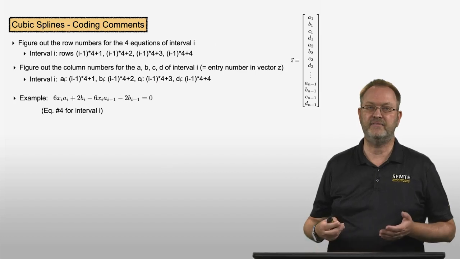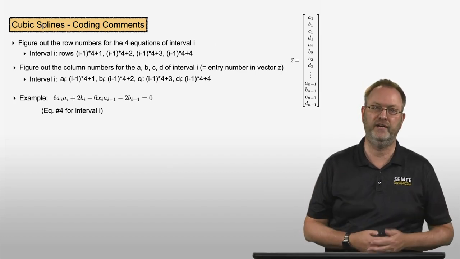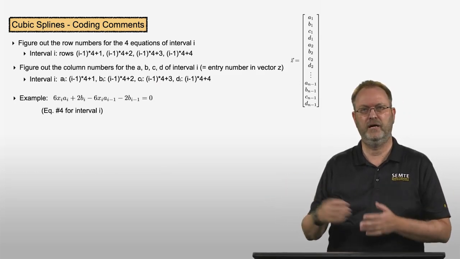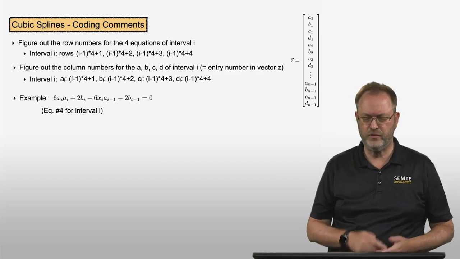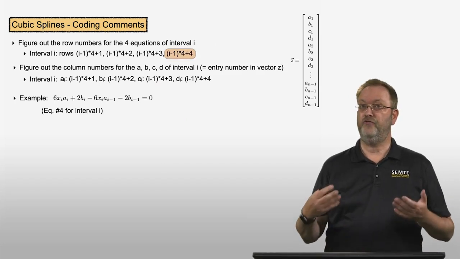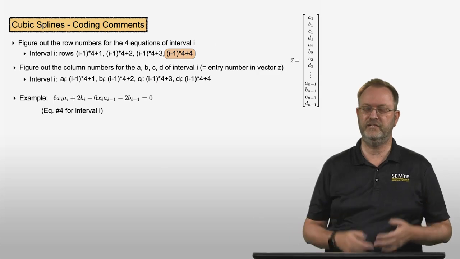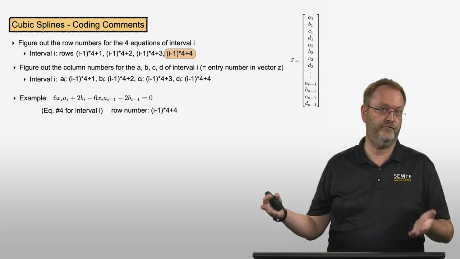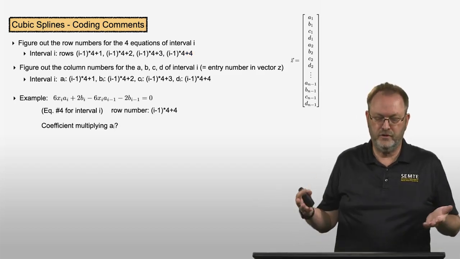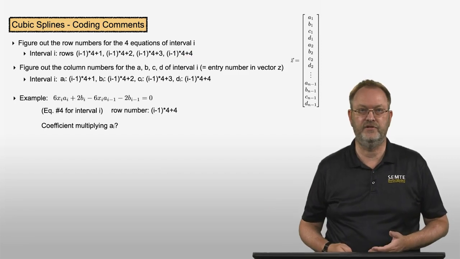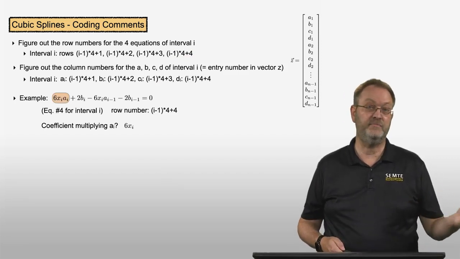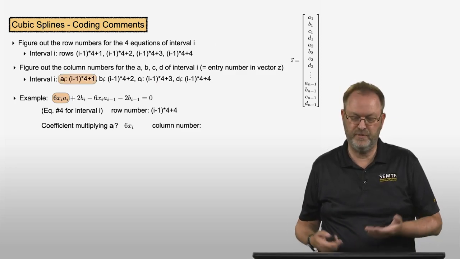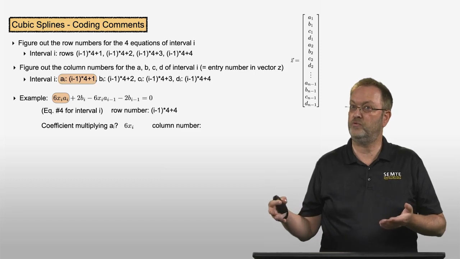Let's do the second example, which is equation number 4 for interval I, which was this condition that the second derivative has to be the same at knots. So that's the equation shown here. It is the fourth equation for interval I, so therefore the row number is (I minus 1) times 4 plus 4. Okay, what's the coefficient that multiplies AI in this equation? Well, it is 6 times xi. Okay, what's the column number for AI? Well, it's still, as before, (I minus 1) times 4 plus 1.